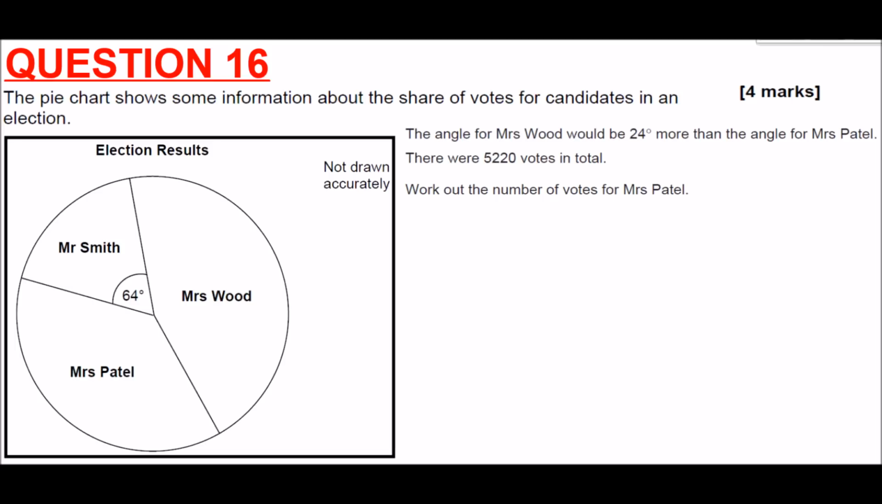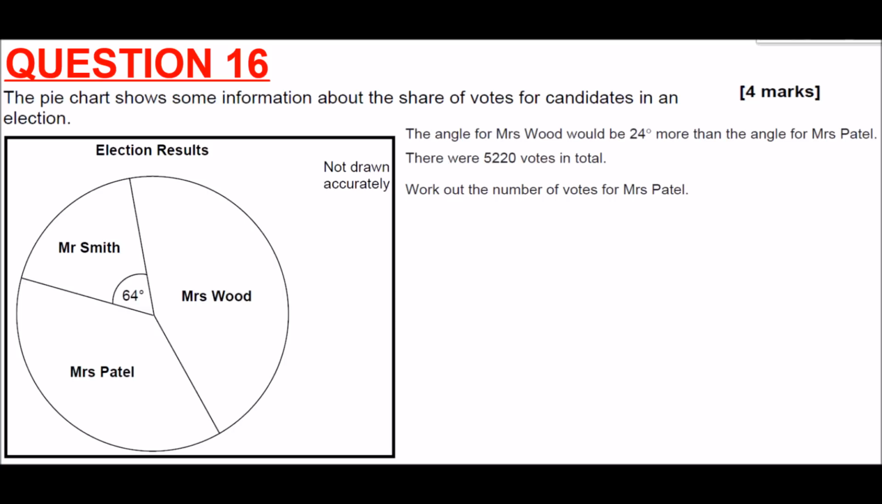16. I've got a pie chart showing some information about the share of votes for candidates in an election. It says the angle for Mrs. Wood would be 24 degrees more than the angle for Mrs. Patel. And we're told there's 5,220 votes in total. Work out the number of votes for Mrs. Patel.